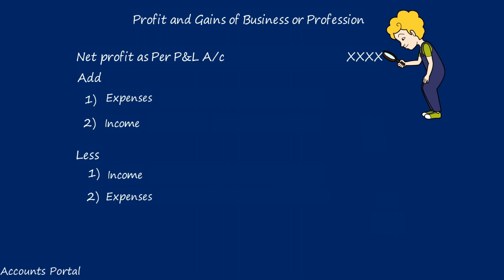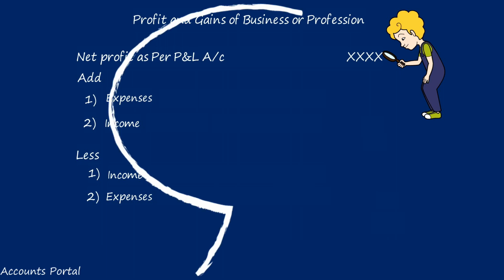Question: as per the charging section 28, what is taxable income of PGBP? The answer is net profit. Next question: where do you get profit amount? The answer is profit and loss account. Next question: who makes that P&L? The answer is assessee. Next question: can assessee do nonsense in that P&L? The answer is yes. So what is the chapter PGBP that we are going to learn?